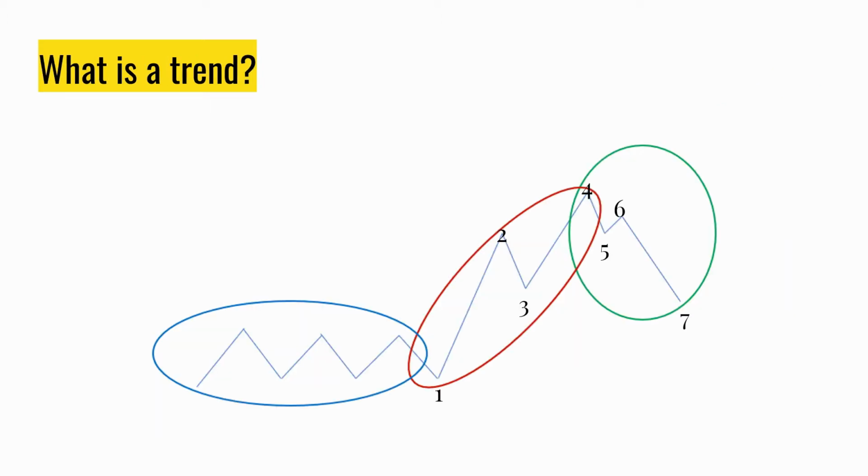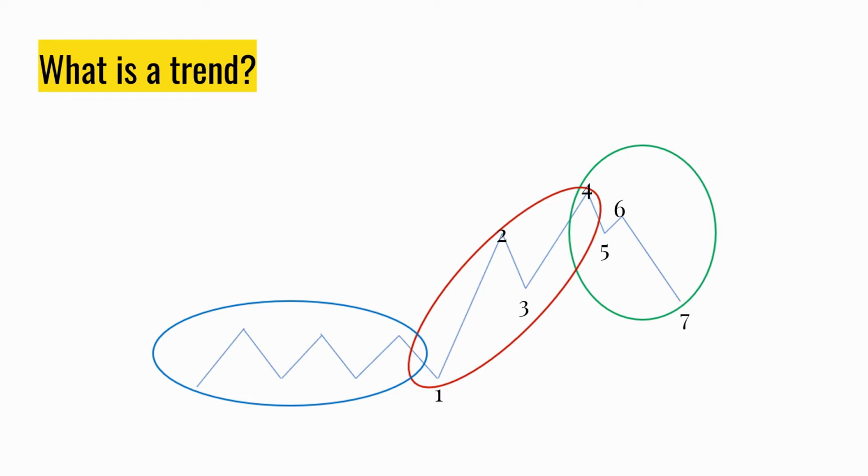So let's look at an example that will help us visualize what I just said. In the first part of the graph, we see some horizontal movement in the blue circle. This is easy to spot because the peaks and the troughs are at relatively the same levels. As we move on to the middle portion of the graph, which is circled red, we see an uptrend. Why can I say that we see an uptrend? We see an uptrend because point 3 is higher than point 1 and point 4 is higher than point 2. This supports the uptrend definition of consecutive higher highs and higher lows.